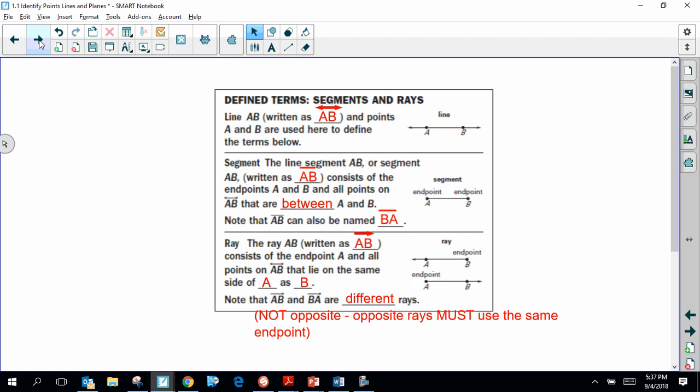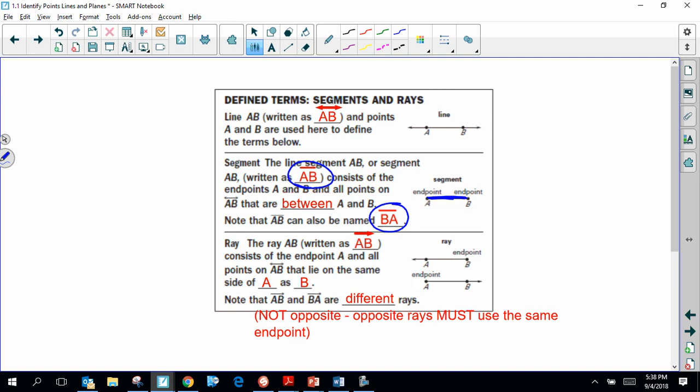Now, keeping in mind, when I'm talking about a line or a segment, the order in which we name the letters doesn't make any difference. As you see down here, I can say segment AB, or I can say segment BA. I'm still referring to the exact same thing.